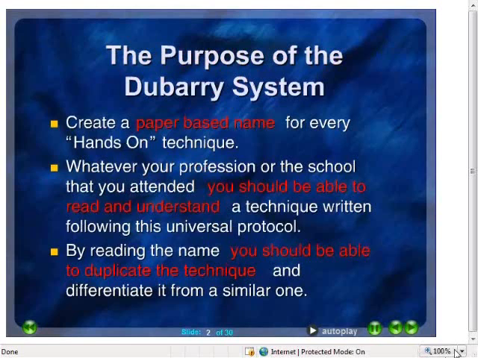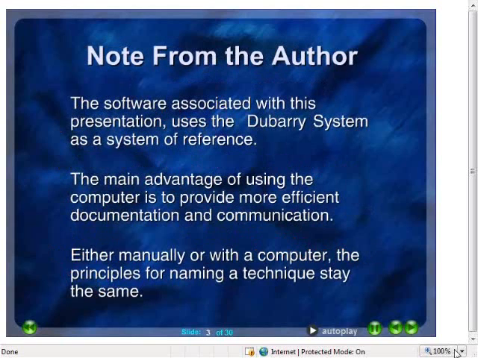Whatever your profession or the school that you attended, you should be able to read and understand a technique written following this universal protocol. By reading the name, you should be able to duplicate the technique and differentiate it from a similar one. The software associated with this presentation uses the Dewberry System as a system of reference.